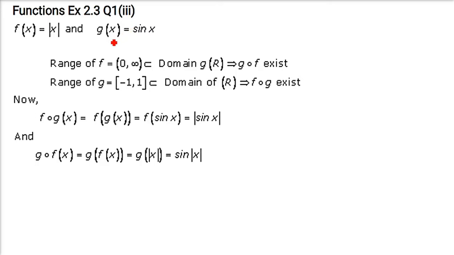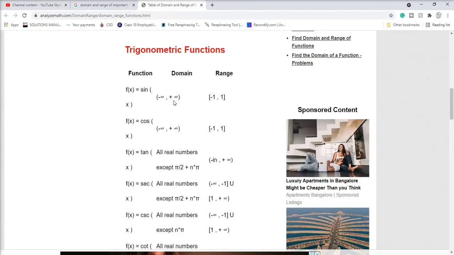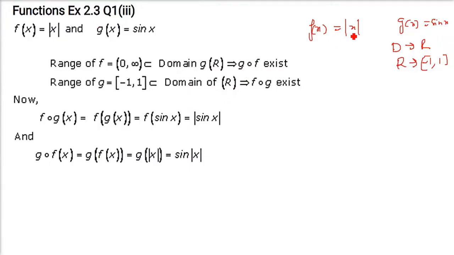This is the third part. f of x is mod x and g of x is sin x. f of x is mod x, modulus x, or you can say the absolute value of x, and g of x is your sin x. Let me first give you the idea of sin x. Domain is all the values. Range, as I already told you, is -1 to 1, which is inclusive. Both are inclusive. Domain is all real numbers. Range is only -1 to 1.